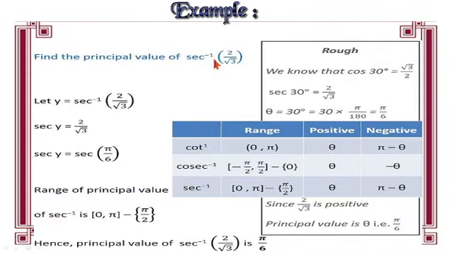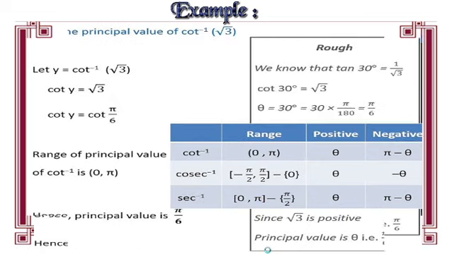Next is sec inverse 2 by root 3. First of all, cos 30 is root 3 by 2, so sec 30 is 2 by root 3. Convert it into radian, this is pi by 6. Now sec inverse and the angle is positive, so pi by 6 should be the answer. Do we have pi by 6 in this range, 0 to pi closed interval except pi by 2? So yes, pi by 6 is here. So this is the only answer.